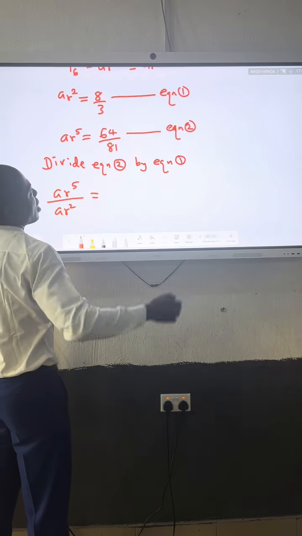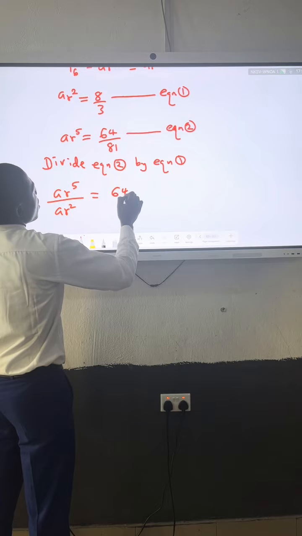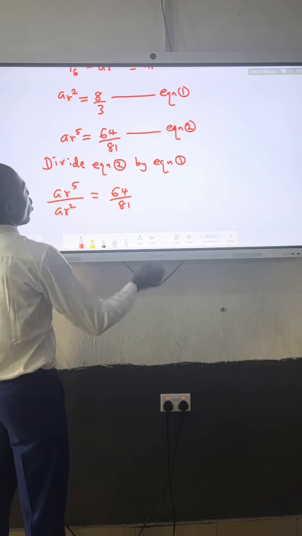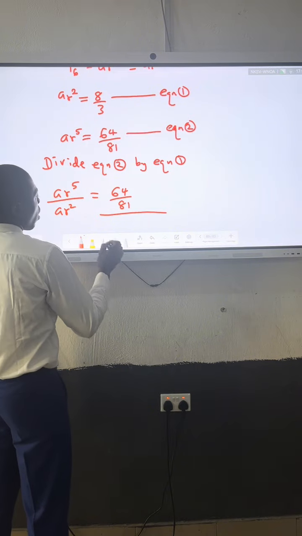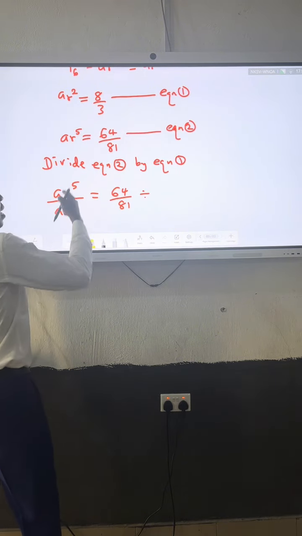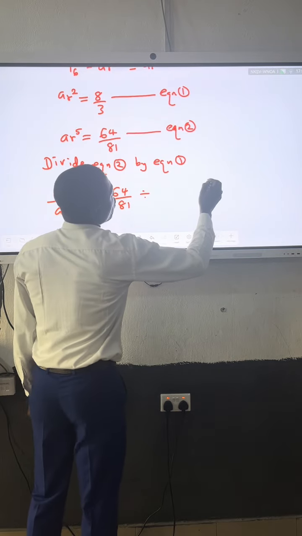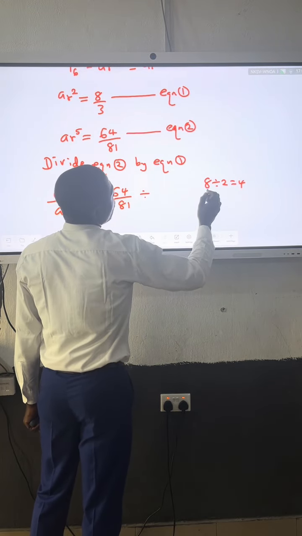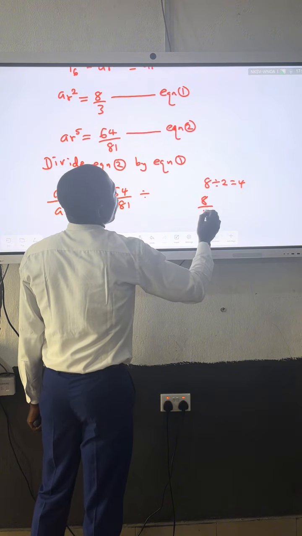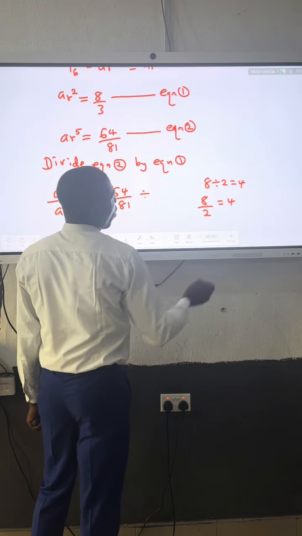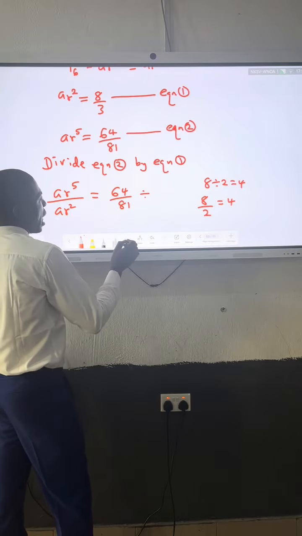So when you go over to the other side, you can now say 64 over 81. Then we are meant to say divide by. So it will look somehow, let me write the division sign like this. The way we divided this one, remember, if you write 8 divided by 2, you get 4. If you write 8 all over 2, you see another way of writing division. You will still get 4. Alright, so that's what I want to do here now.